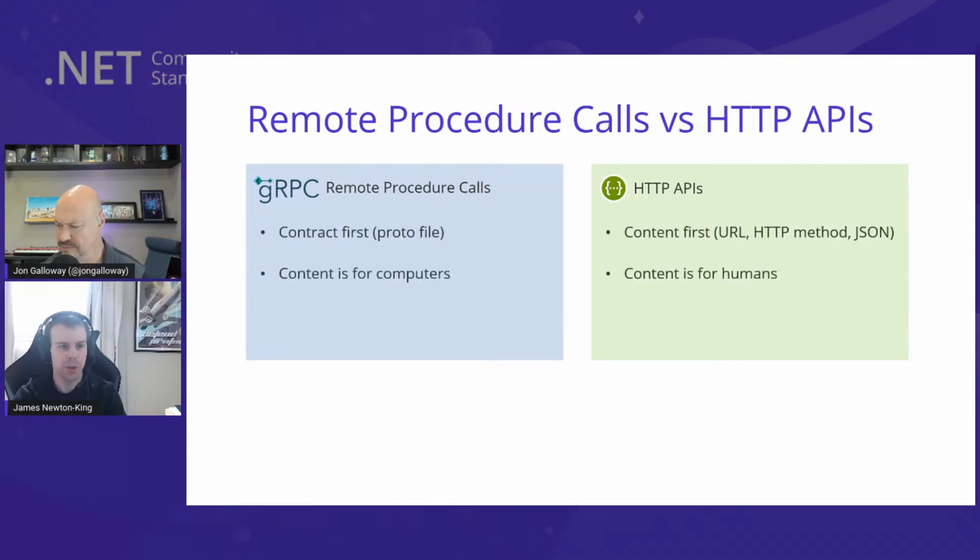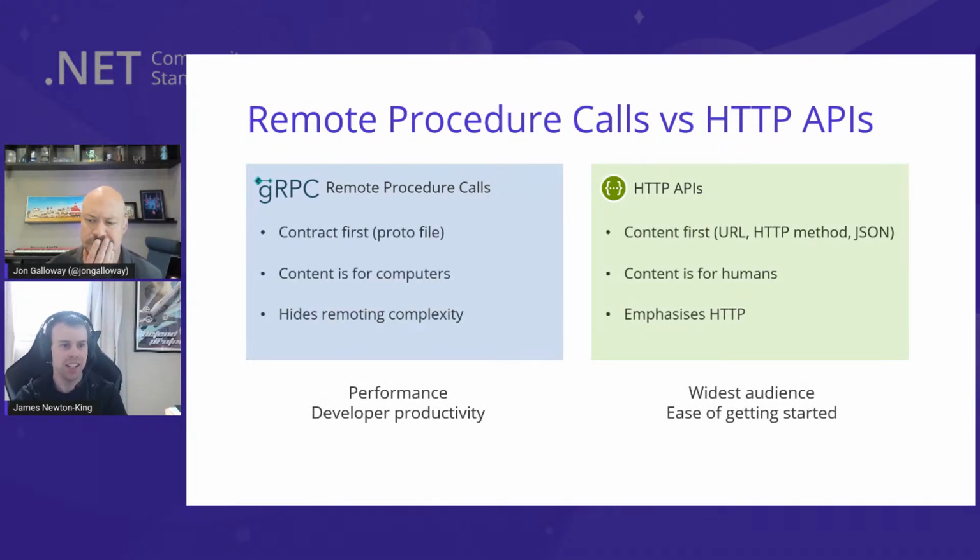And I've got some more detail here, like breaking down the differences, but I'd really summarize it as gRPC is focused on performance. Protobuf and HTTP2 are binary protocols. They're designed for computers to read and write really fast compared to text APIs, which are more human-focused. And also, gRPC has great developer productivity because of that proto file and the code generation. Meanwhile, HTTP APIs are very easy to get started, and they bring across the widest possible audience because every computer, every device is able to talk HTTP 1.1 and JSON because they're just text-based formats.